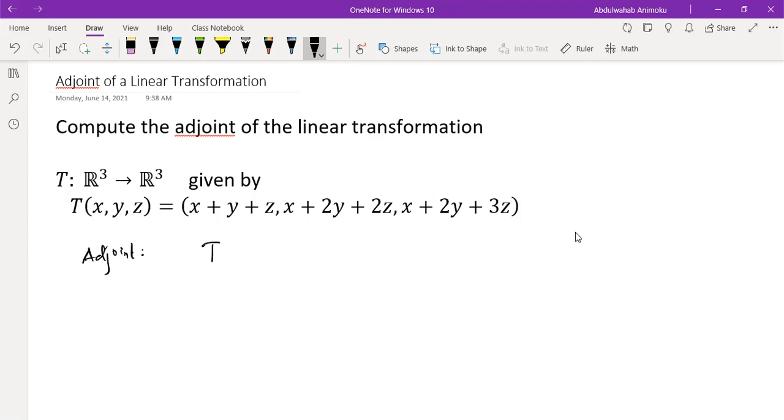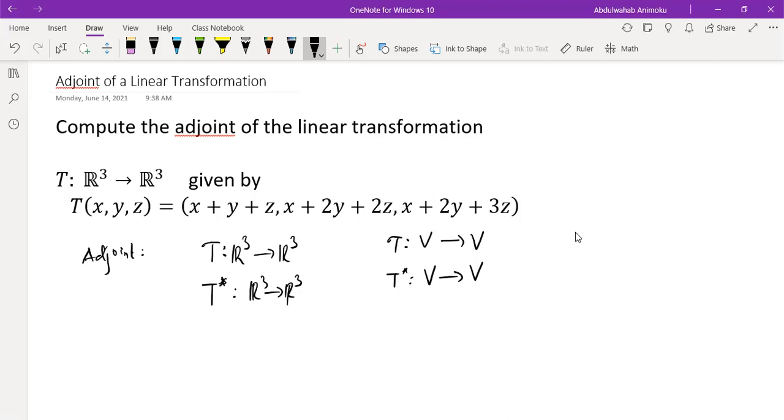Let's say you have a transformation T from R cubed to R cubed. Now, the adjoint of this transformation is also a transformation from R cubed to R cubed. In general, if you have a transformation from a vector space V to V, then T star will also be an endomorphic transformation from V to V. But then what's the relationship between T and T star?